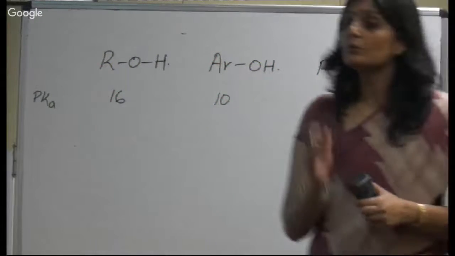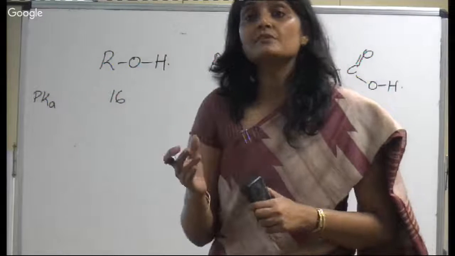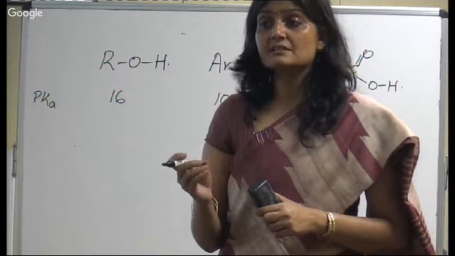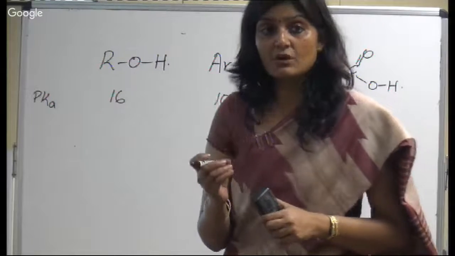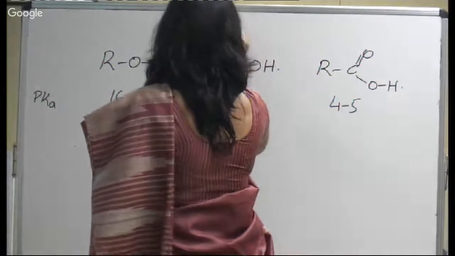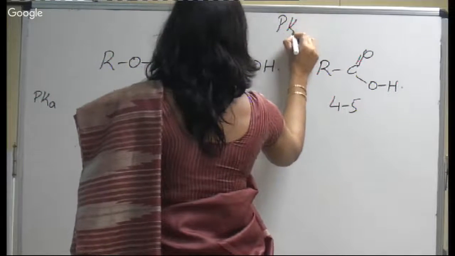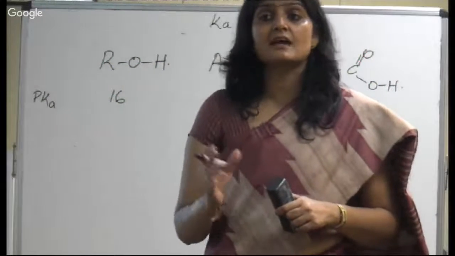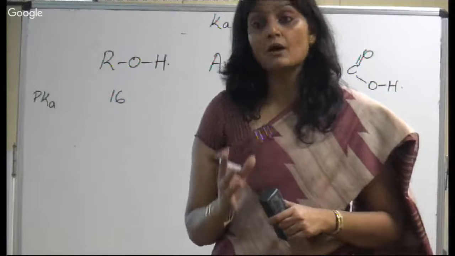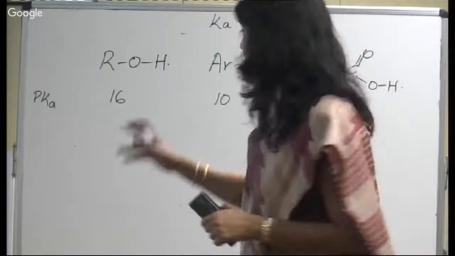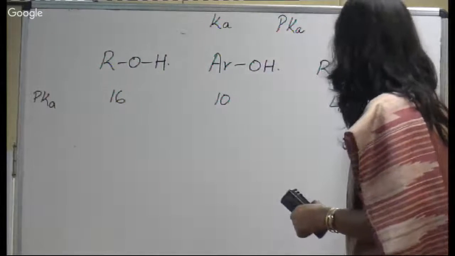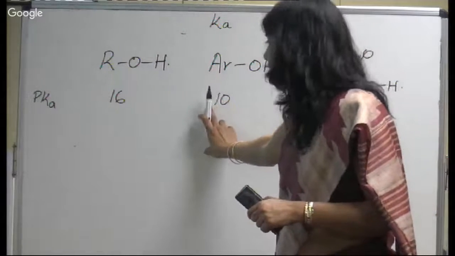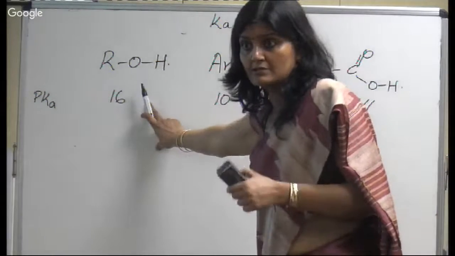And I hope you know that there are two different ways to judge the acidity of a compound. You can judge the acidity either by comparing the dissociation constants, the Ka values, or by comparing the pKa values. And you know that the stronger acids have higher Ka and lower pKa values, right? So you can see here that the carboxylic acids have much lower pKa values as compared to the phenols and alcohols. Now let us try to answer why.